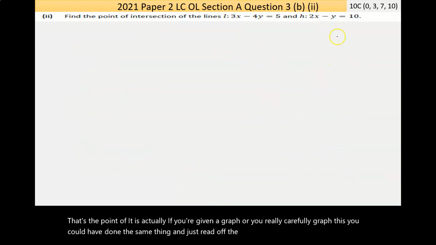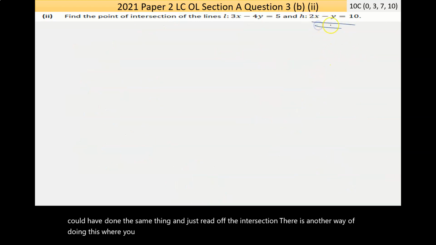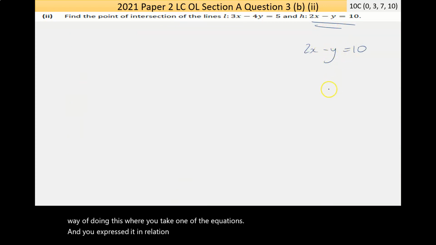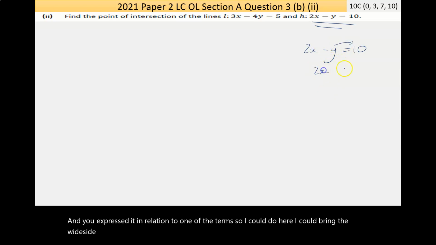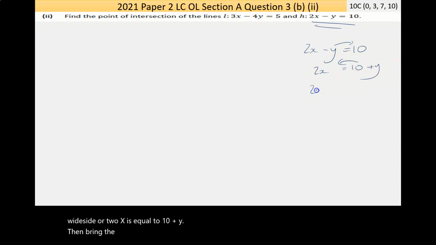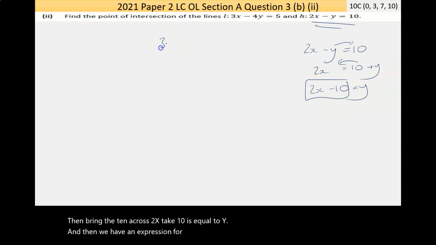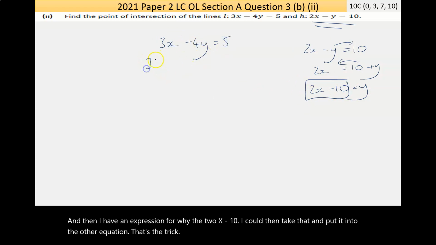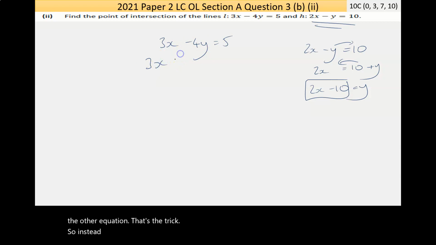There is another way of doing this where you take one of the equations and you express it in relation to one of the terms. So I could do it here. I could bring the y this side. Go 2x is equal to 10 plus y. And then bring the 10 across. 2x take 10 is equal to y. And then I have an expression for y, the 2x minus 10. I could then take that and put it into the other equation. That's the trick. So instead of y, I'm going to put in 2x minus 10.